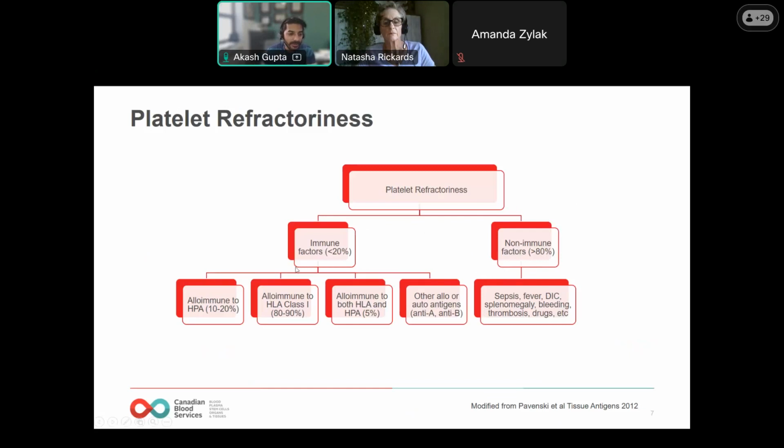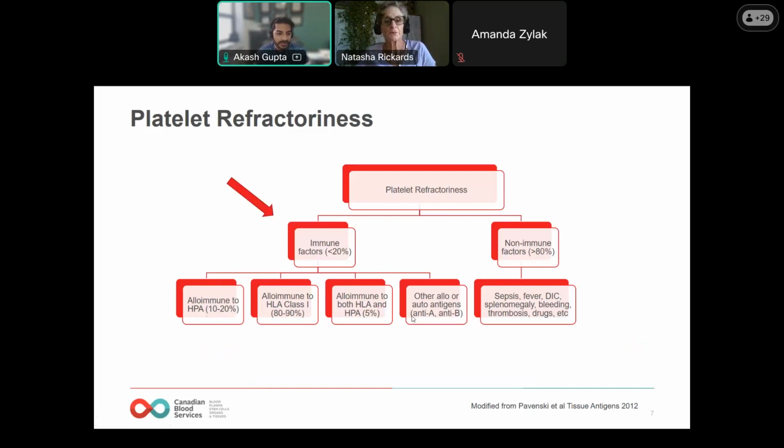And then there are the immune factors, which are due to your body forming antibodies against something in those transfused platelets. The majority are generally reported as antibodies against HLA class 1 antigens, which are expressed on platelets. But patients can also form antibodies against HPA antigens. Some patients have antibodies against both. And then sometimes high isohemagglutinin titers can also affect your platelet count increment if you're giving ABO-mismatched platelets.